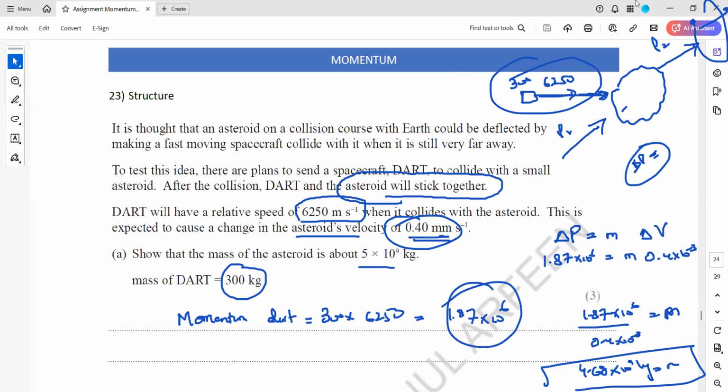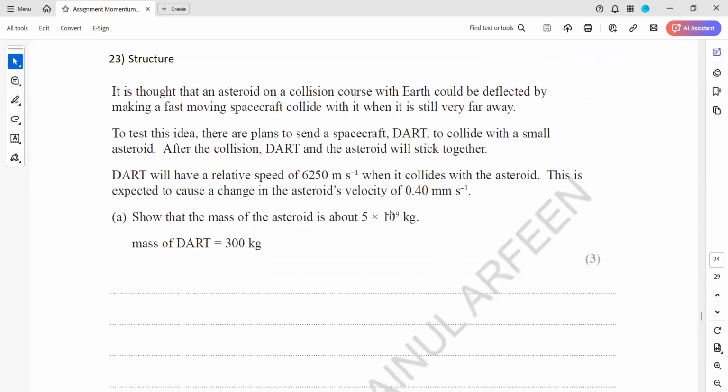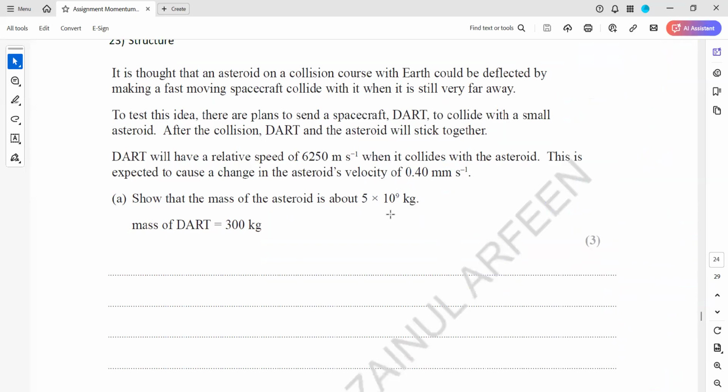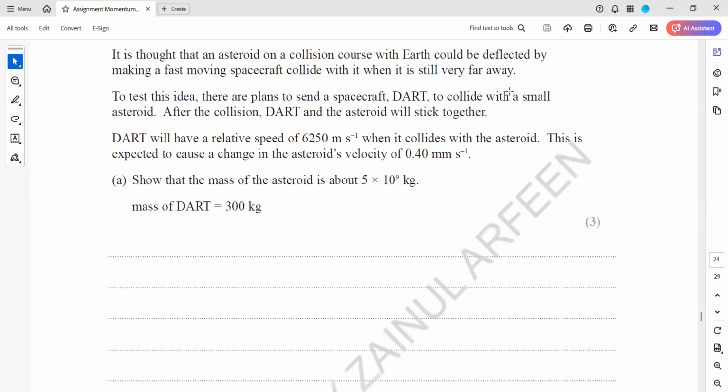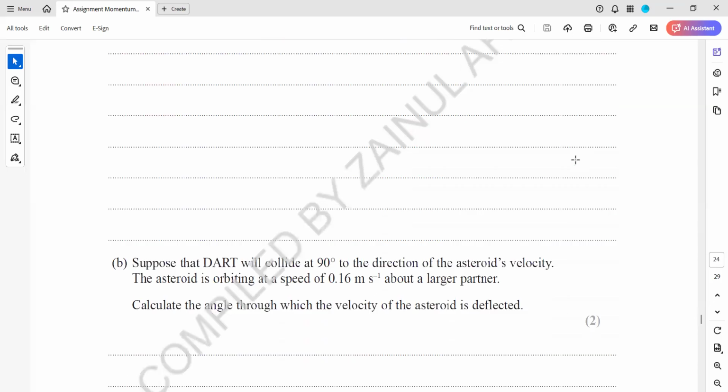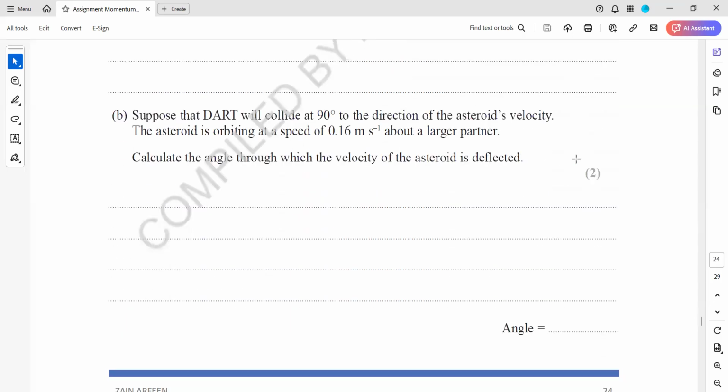This is applicable only when the two objects collide with each other and stick together. Then you can use this way: if we don't know the initial momentum of the second object, we can use the momentum of the first object to work out the mass of the second object.